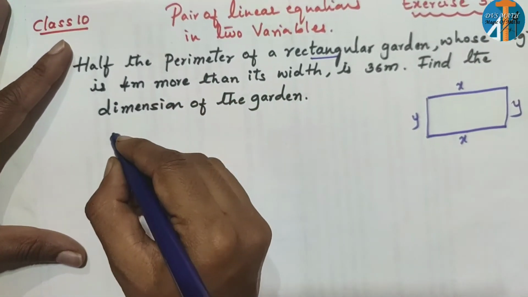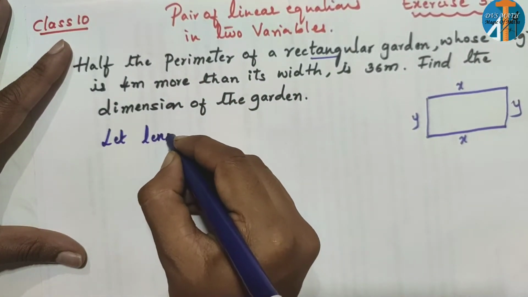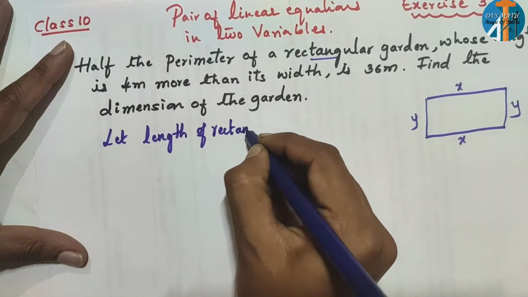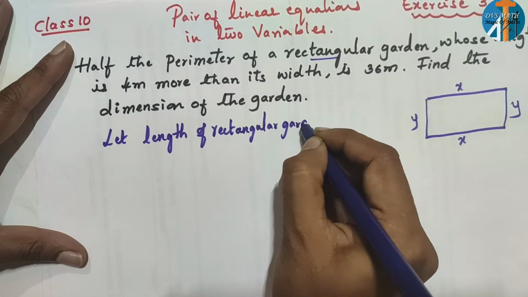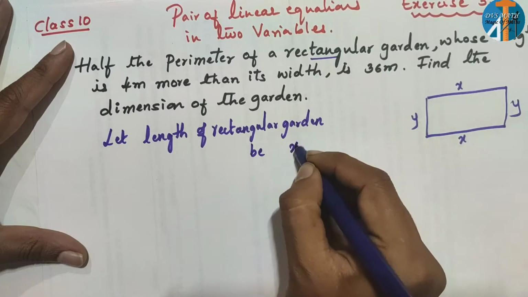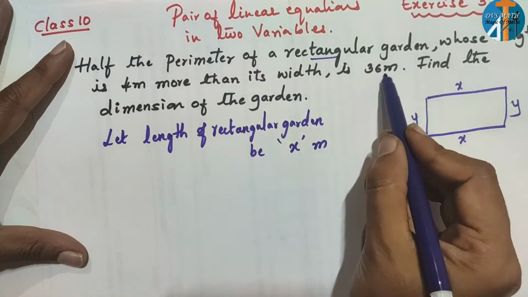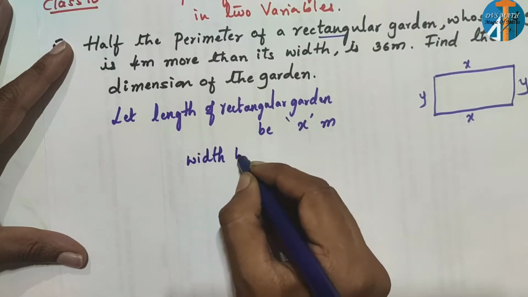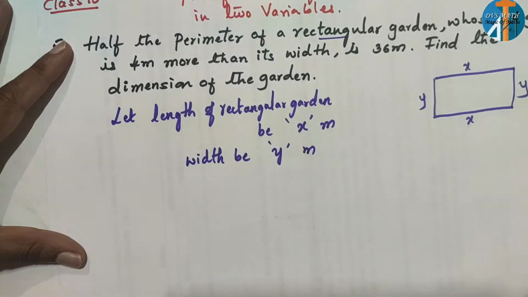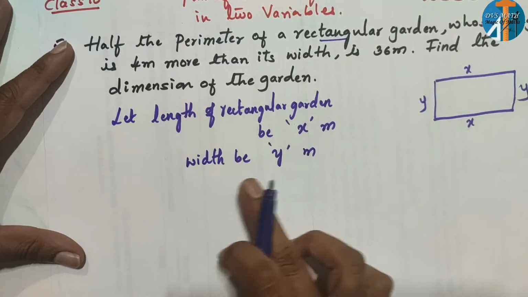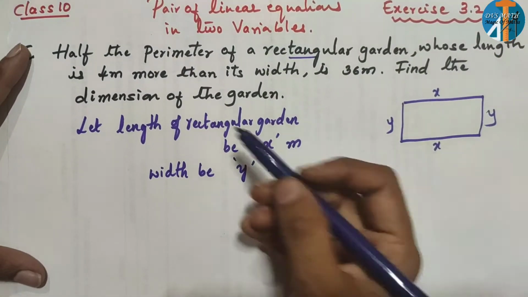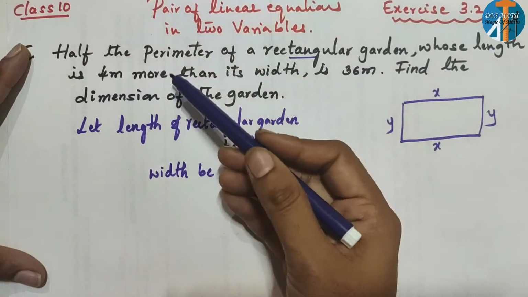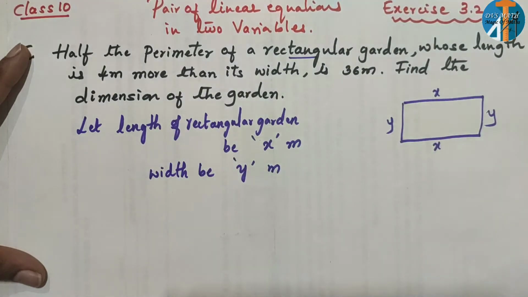So let us write. Let length of rectangular garden be x meter. Because they have given in meter, let us write that. And width be y meter. So length be x meter, width be y meter. So what is the perimeter? They're saying half of the perimeter of a rectangular garden whose length is 4 more than its width is 36 meter.